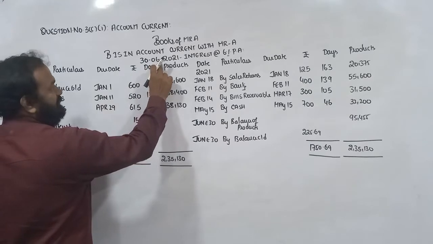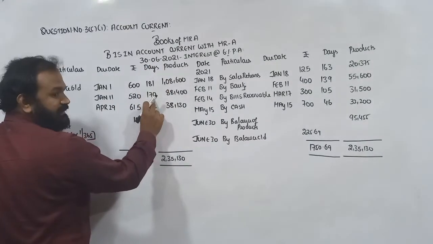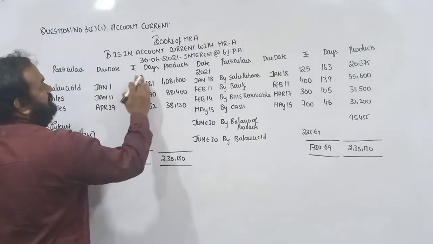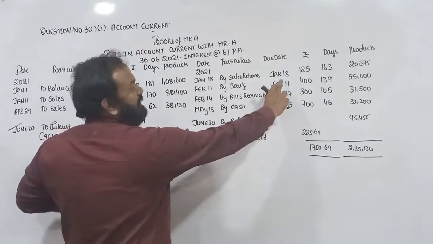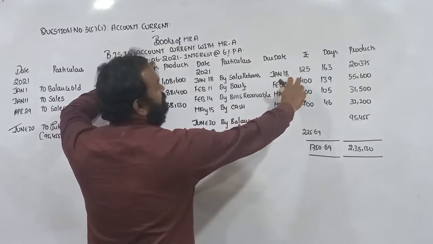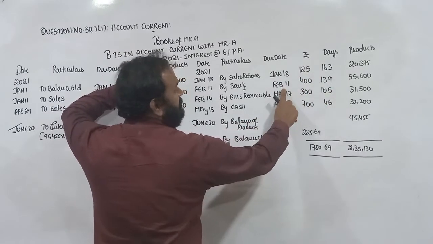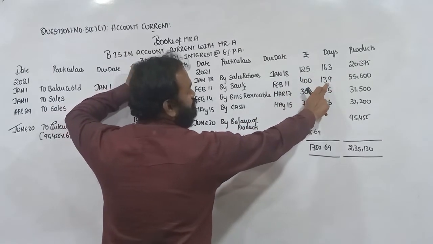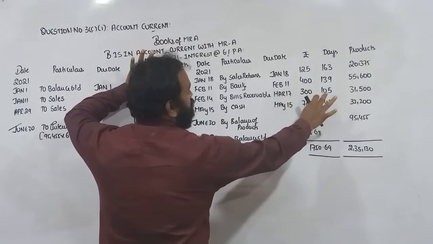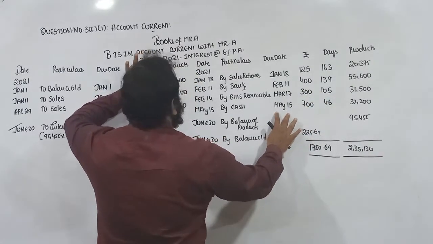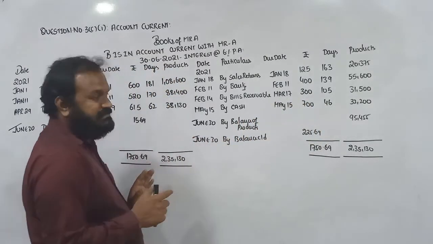Jan 11 to 30th June, 170 days. April 29 to 30th June, 62 days. Jan 18 to 30th June, 163 days. February 11 to 30th June, 139 days. March 17 to 30th June, 105. May 15 to 30th June, 46.